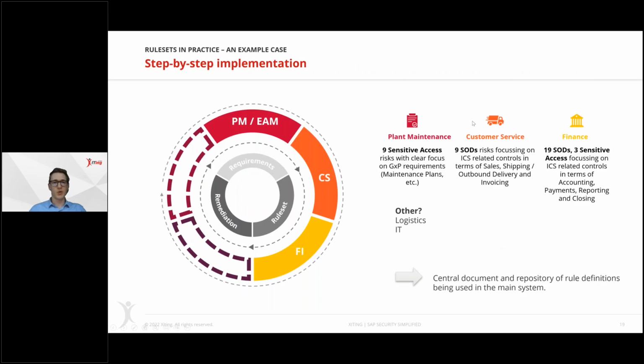All right, so what did we end up with? Basically, nine sensitive access risks for plant maintenance, so a clear GXP focus. Then we agreed that it would make sense to continue with customer service, nine SODs, and finally finance, and more to come in the next few months, which is not yet clear. We kept extending and enhancing the rulebook and adding new risks step by step. But we were always in a good position because we were focusing on a clear process.